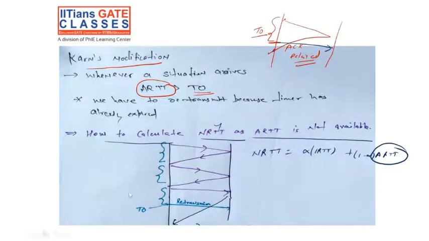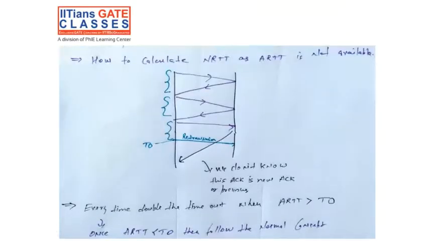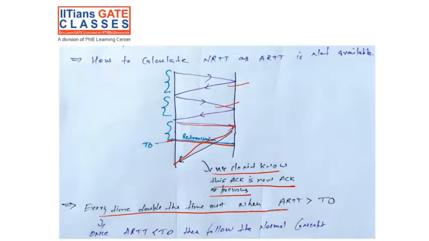So see this one easily. Your normal acknowledgement is delayed here, right? But the timeout happens here, so retransmission is there. So we don't know whether this acknowledgement is the new acknowledgement or the previous one, right? So every time, double the timeout when ARTT is greater than timeout.